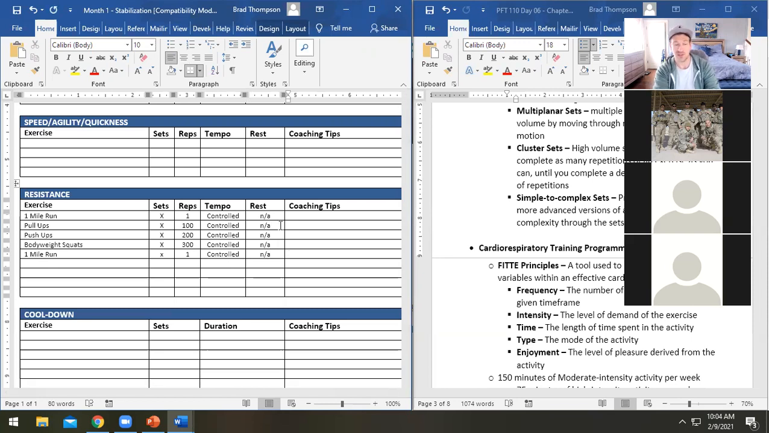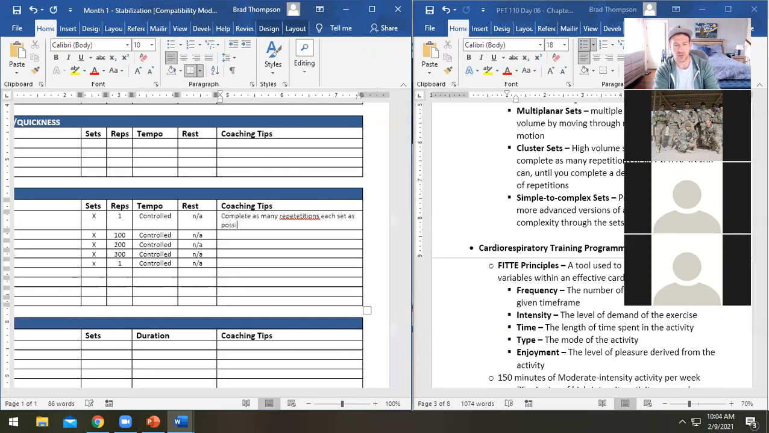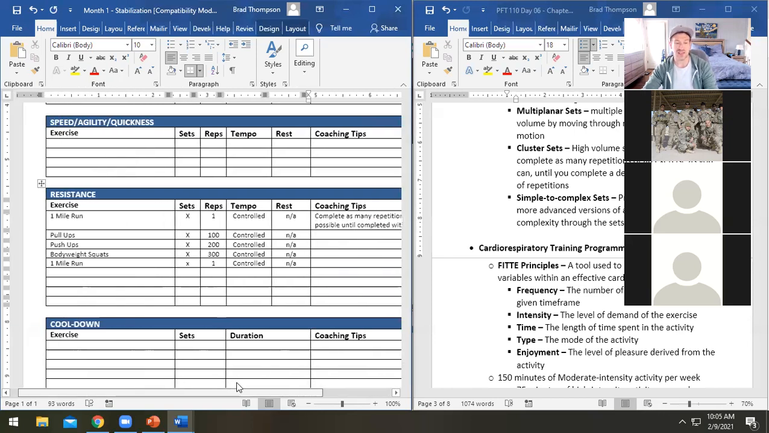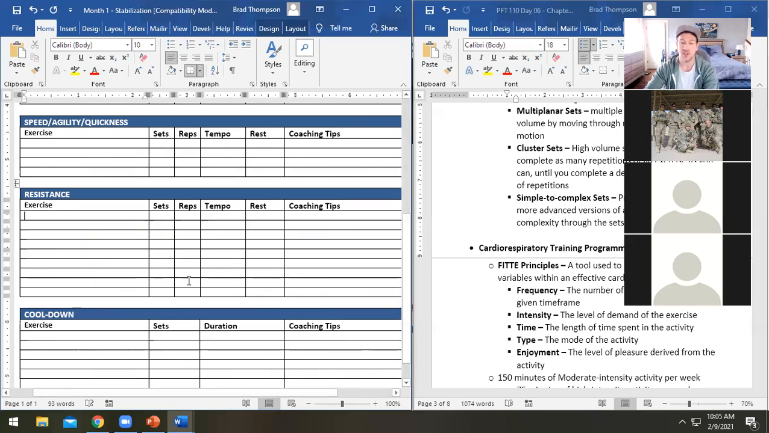And a coaching tip is complete as many repetitions each set as possible until completed with repetitions. And there we go. So that is cluster set style of writing workouts. You think this is going to burn a lot of calories? Because I do. Again, not always applicable for every client, right? We're just looking at some ways to kind of maximize things.